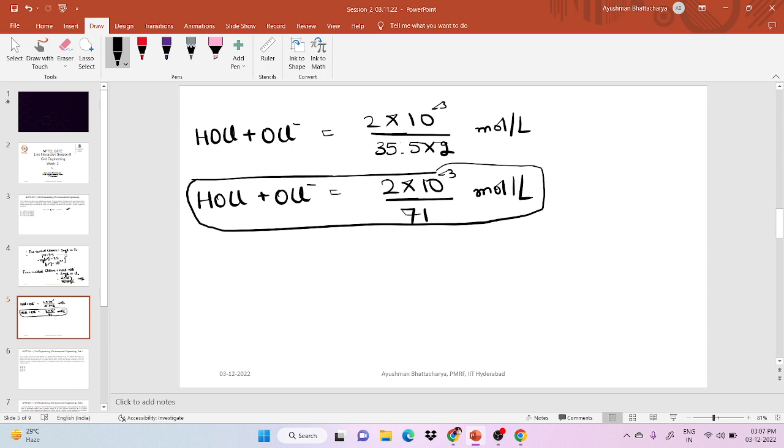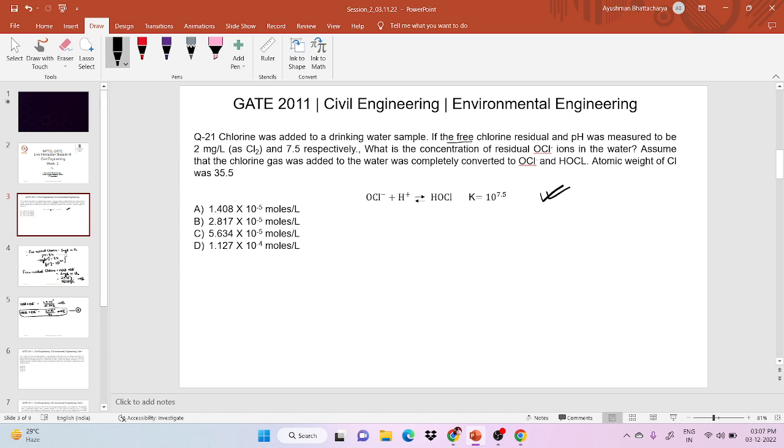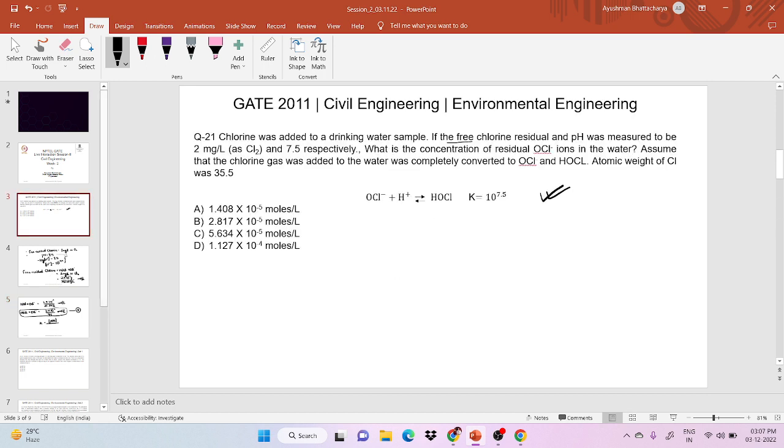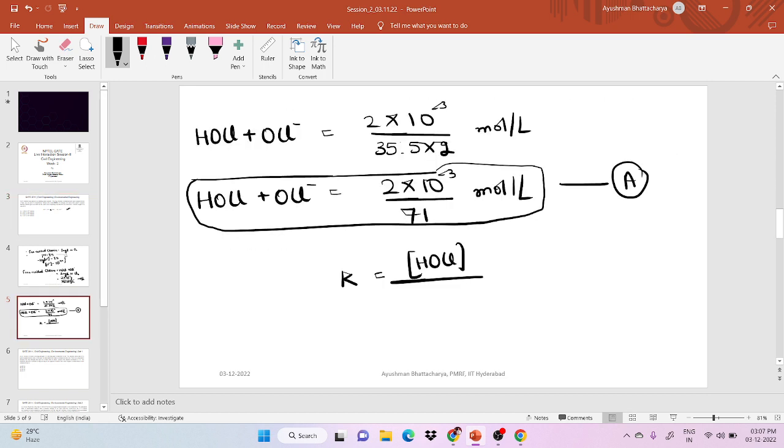Now in the question they have given one equation, which we consider as A. They have mentioned the dissociation constant value is 10 raised to the power 7.5. So if we write this equation in terms of K, K is equal to the product HOCl divided by the multiplication of reactants H plus and OCl minus.